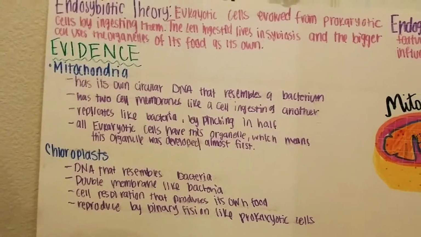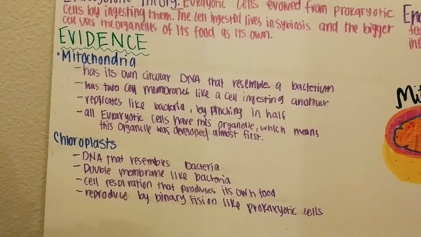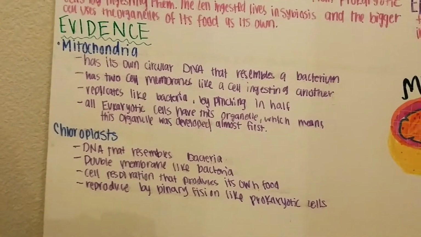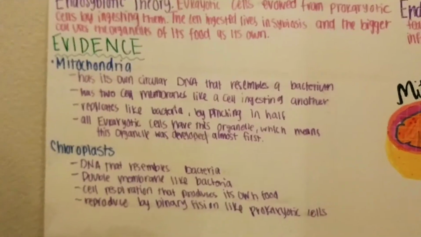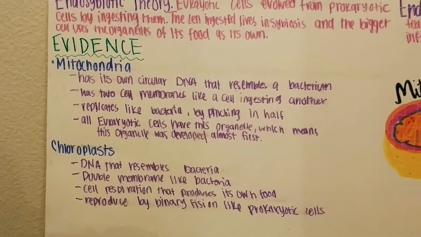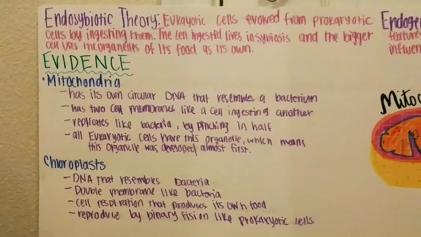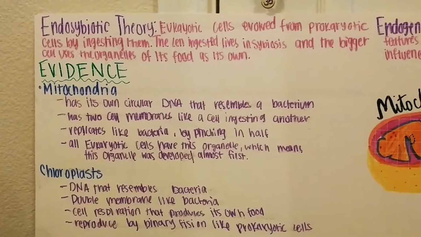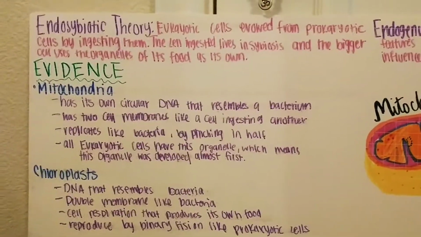were originally prokaryotic cells that ingested another prokaryotic cell and ended up using its organelles as its own, and that over millions or billions of years, that organelle, like mitochondria, became so reliant on the host and the host on its own mitochondria that they can't live without the other.